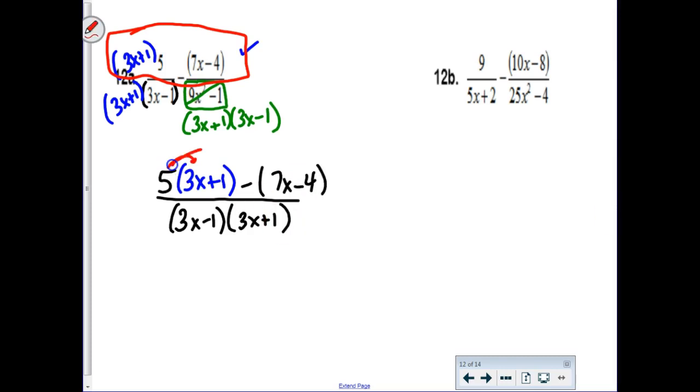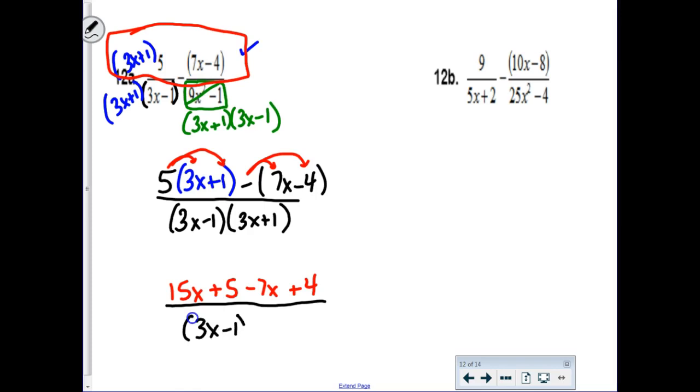So let's distribute the 5, clean up our numerator. On your yellow card, it says to simplify the numerator. So that becomes, let's see, 15x plus 5, and then a minus 7x, and then a plus 4. Leave that denominator factored. Once you set up that common denominator, I never want you to do any simplifying to it unless something cancels at the end of the problem.